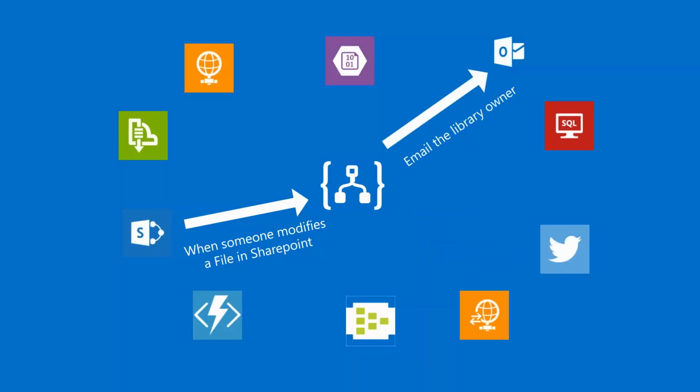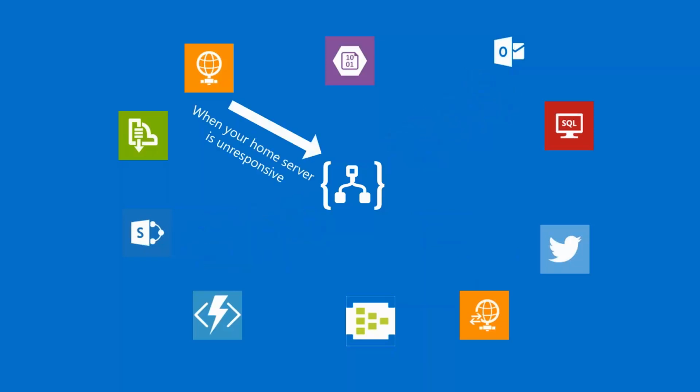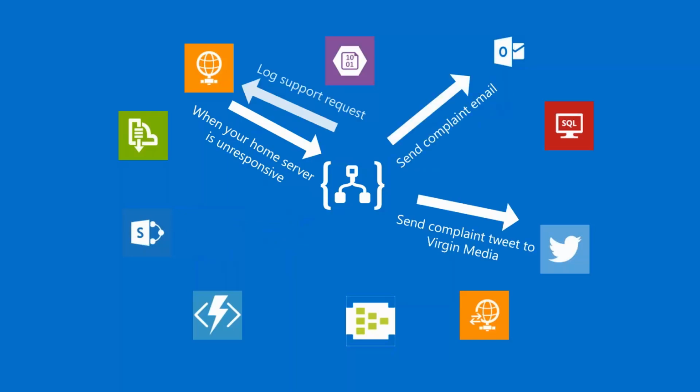And you can have those just quick one-step reactionary things, or you can build up some things that are a little bit more dynamic. So I could say, when my home server is unresponsive because my email's gone down again, I can then send a complaint to Virgin Media. I can send a complaint email. I can then log a support request. You can basically automate your life by building up these little workflows.